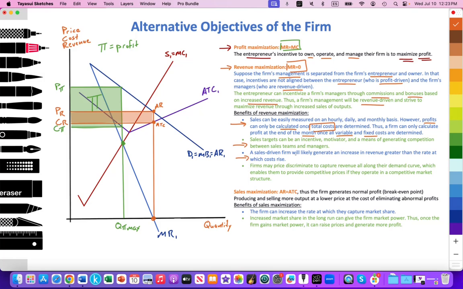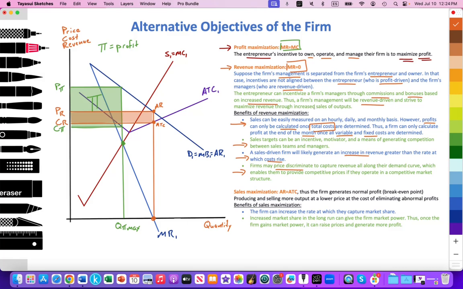A sales-driven firm will likely generate an increase in revenue, in theory, greater than the rate at which costs are rising. So here we see, yes, costs are going up, but revenue is increasing faster. So there's still profit. This orange shaded area is illustrative of that abnormal profit being generated. Another big benefit of revenue maximization is that it provides the firm the ability to price discriminate. They're going to provide a variety of different prices along that demand curve to capture all of the different willingness among consumers to buy a particular good.